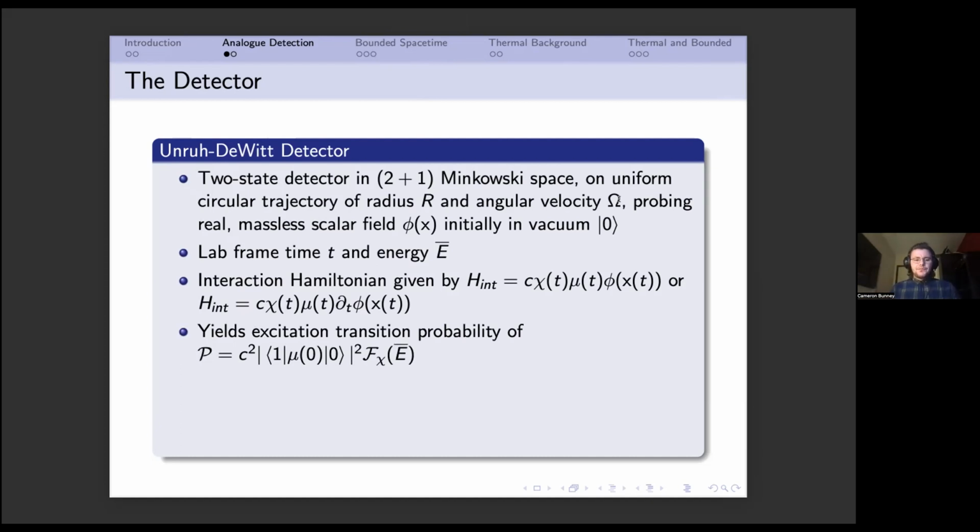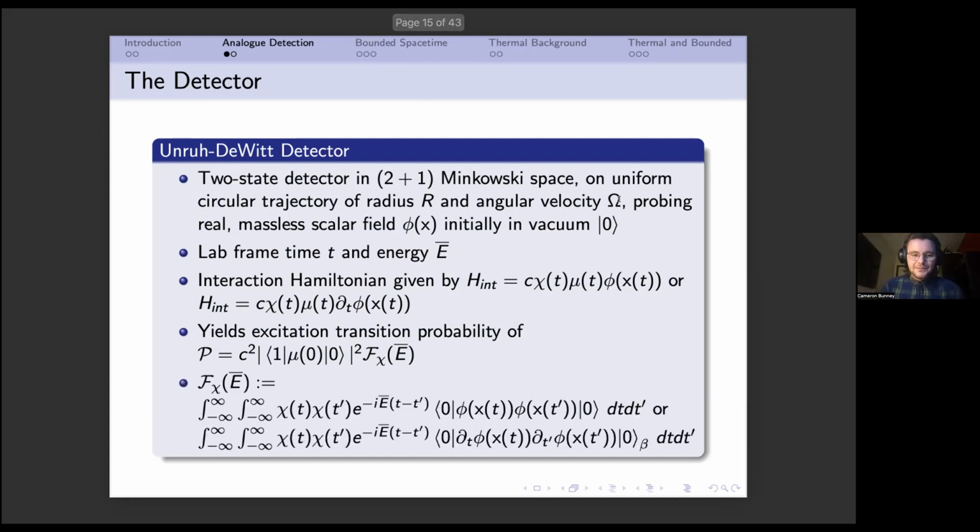So if we use first order perturbation theory and calculate a transition probability for our detector to go from some ground state to an excited state, we split into one part that is entirely due to the setup of the detector, this prefactor, and then this F of chi is our response function, which is the thing we're interested in. There are two forms. The top form is for zero temperature, and the bottom one, which involves a thermal expectation value, is for our thermal system. We'll use some inverse temperature beta. And then this is just the usual transition response function form.